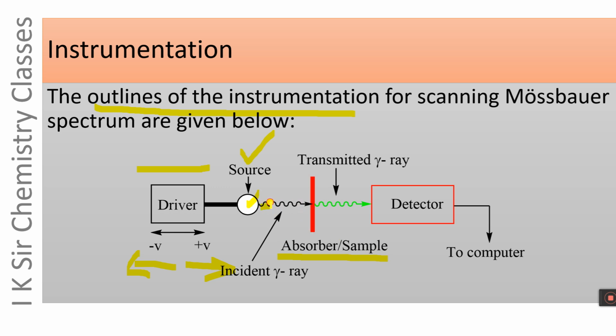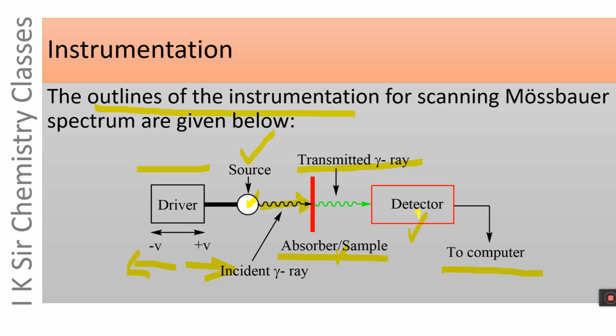These are incident gamma rays. Some of the gamma rays are absorbed by the sample and the rest are transmitted. The transmitted gamma rays enter the detector, which is connected to a computer. Thus, the detector detects and counts the gamma rays entering it.